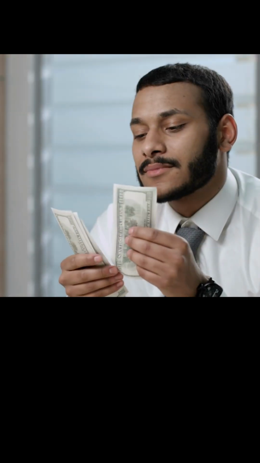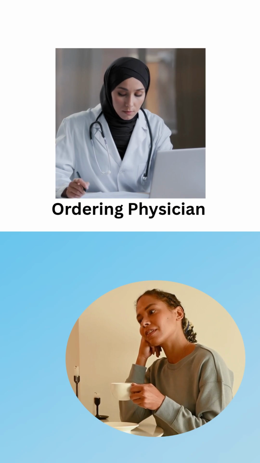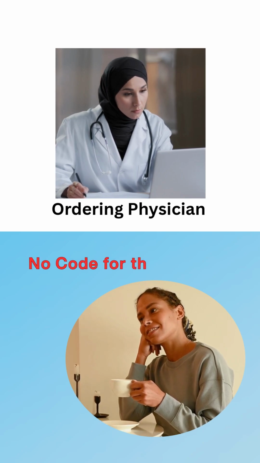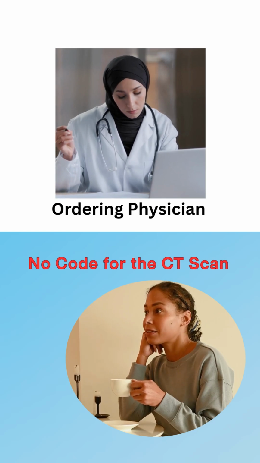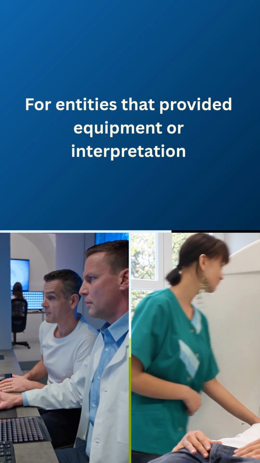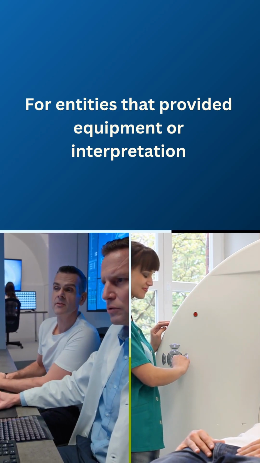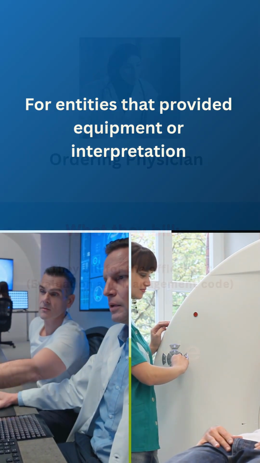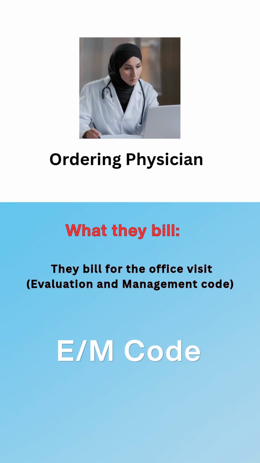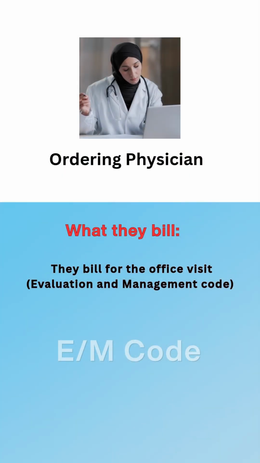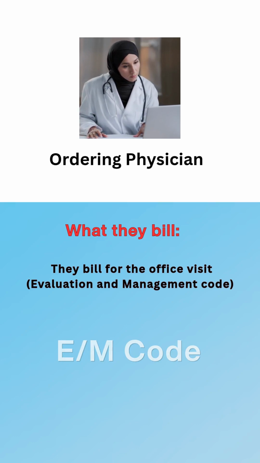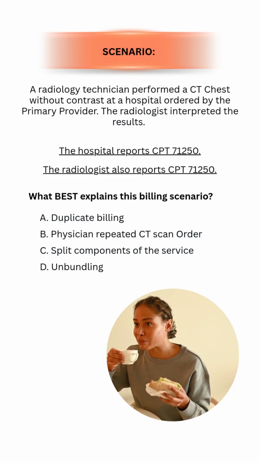So what about the ordering physician? Do they not get paid? The physician who ordered the scan, that could be the primary care provider or a specialist, does not bill for the CT scan itself. Billing of the CT scan is reserved only for the entities that provided the equipment or the interpretation. What they can bill is for the office visit where they decided the scan was necessary, and/or the follow-up visit where they explain the results to the patient, and from there they would use E&M codes, which are evaluation and management codes. Okay, this makes so much more sense now.